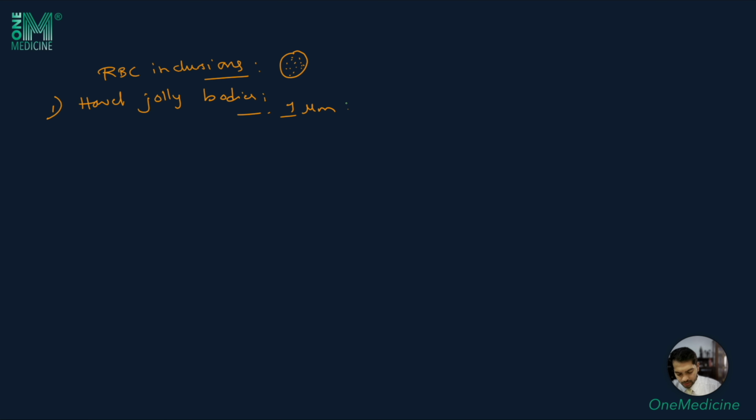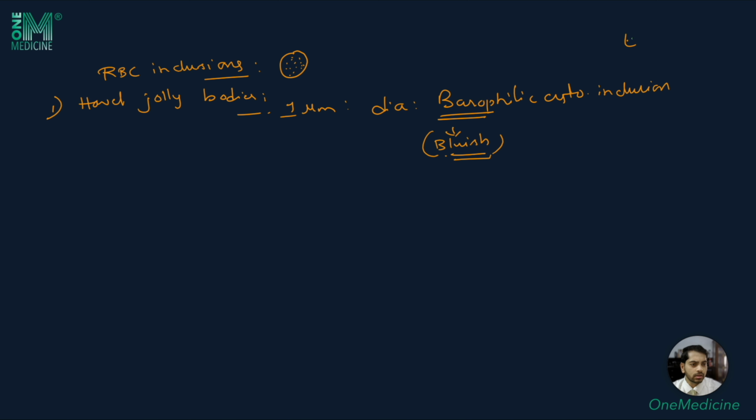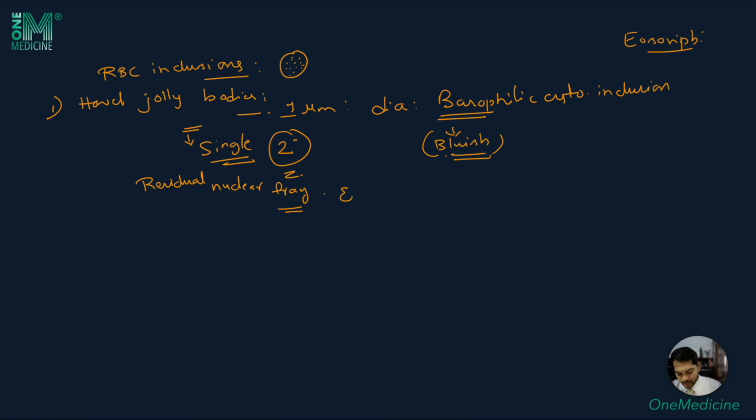These are usually 1 micrometer in diameter and are basophilic cytoplasmic inclusions. So what is basophilic? It means bluish color. Eosinophilic is reddish colored. So wherever we hear the word eosinophilic, it means a reddish colored inclusion, and wherever we see basophilic, it means a bluish colored inclusion. These Howell-Jolly bodies are usually single, and sometimes two of them can be seen within an RBC. They indicate a residual nuclear fragment and are seen in asplenic patients, that is, patients without spleen.